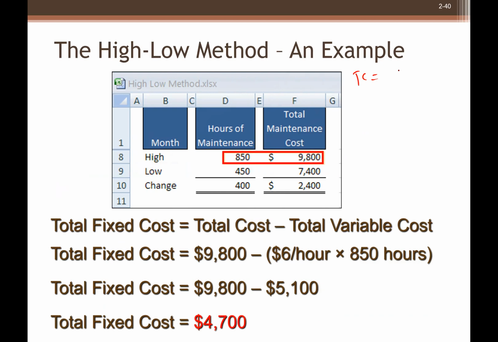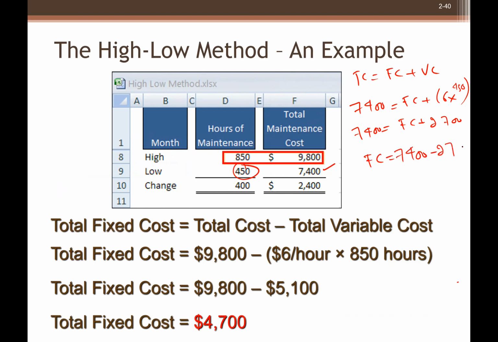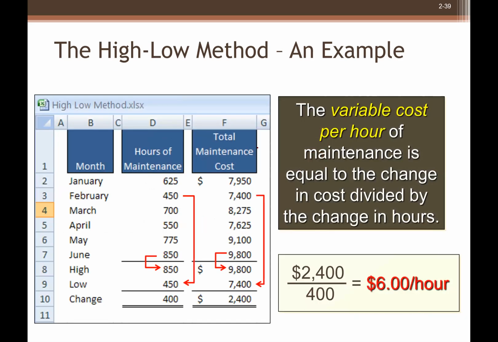We know that total cost is equal to fixed cost plus variable cost. If we use this, we have 7400 is equal to fixed cost plus 6 into 450. 6 multiplied by 450 is 2700. Now rearrange to find the fixed cost. Fixed cost is equal to 7400 minus 2700. Answer would be 4700, right? So in this table, 4700 is your fixed cost.